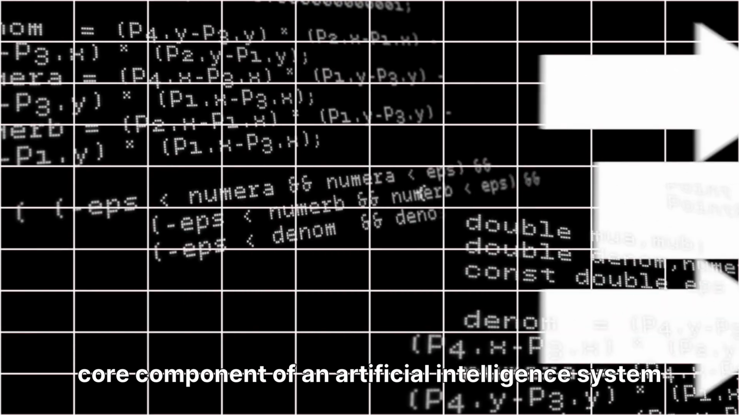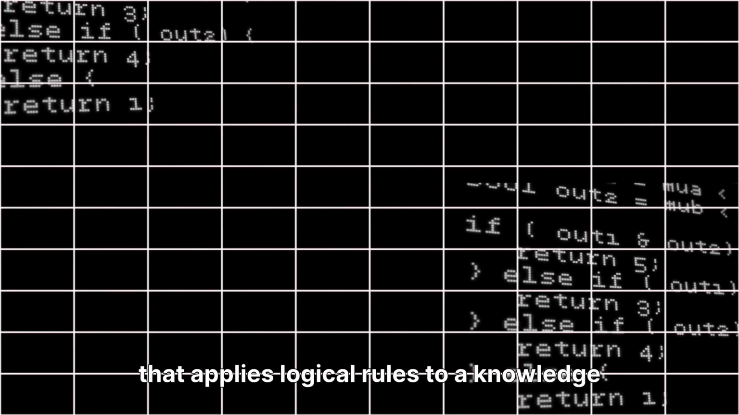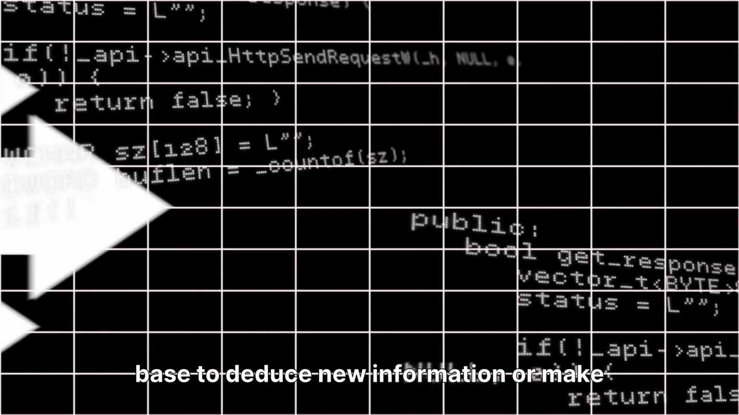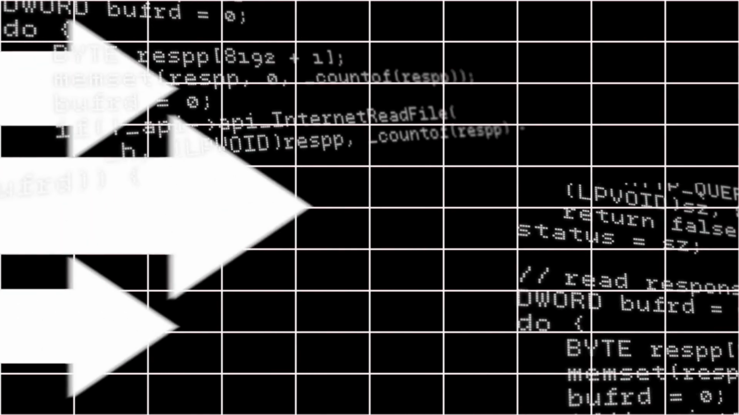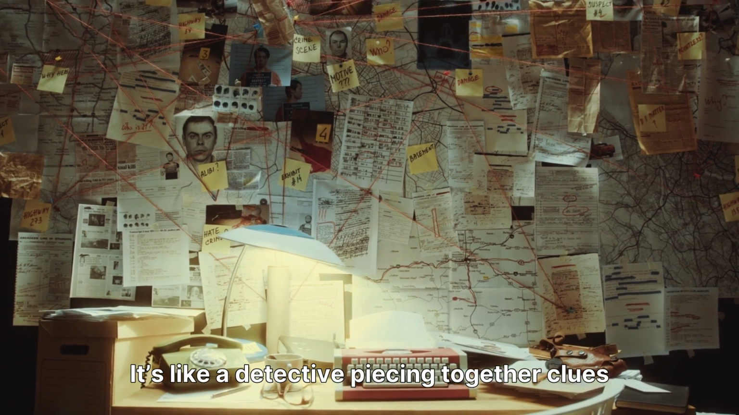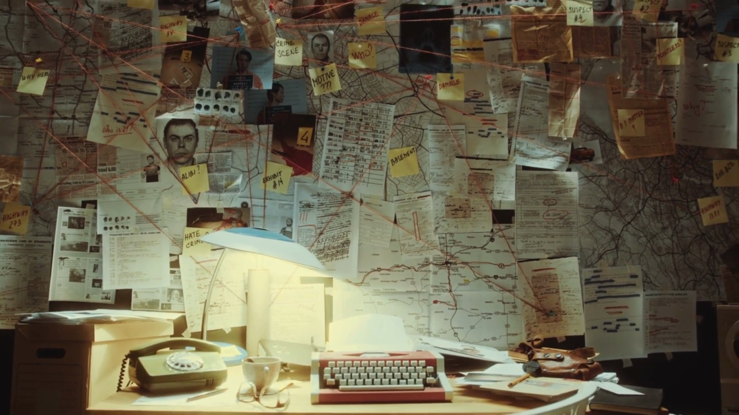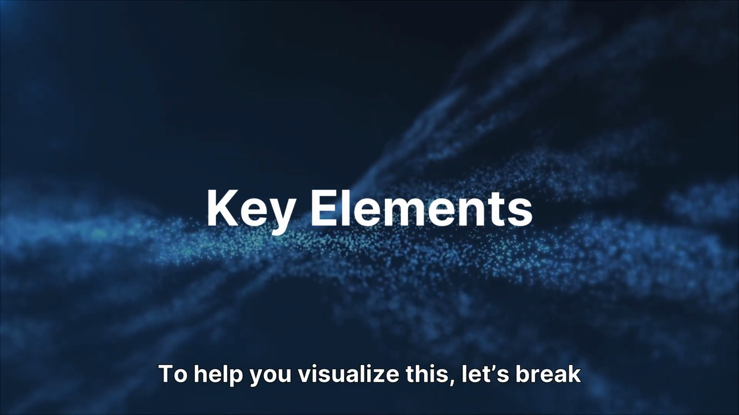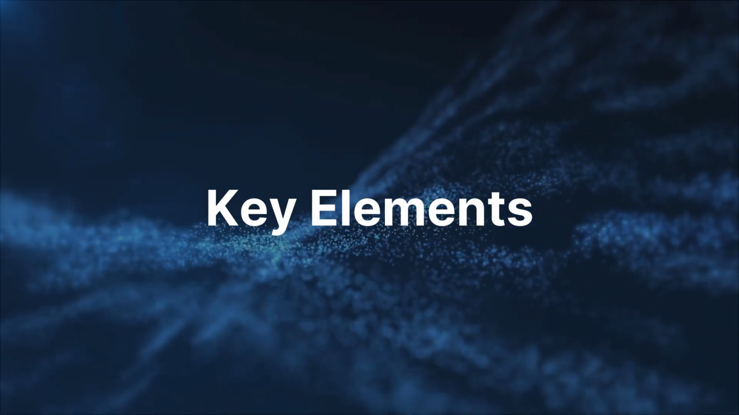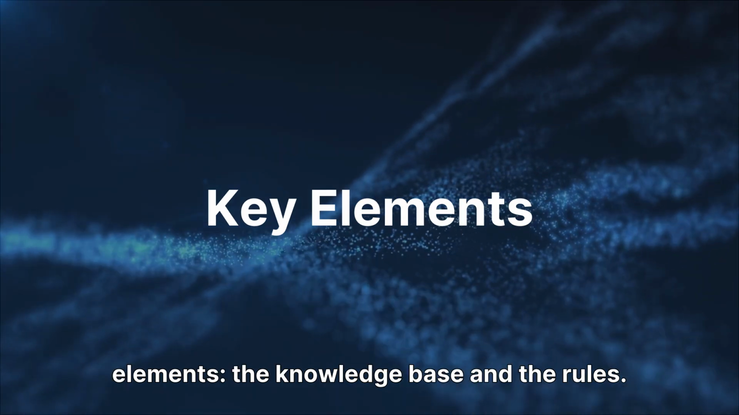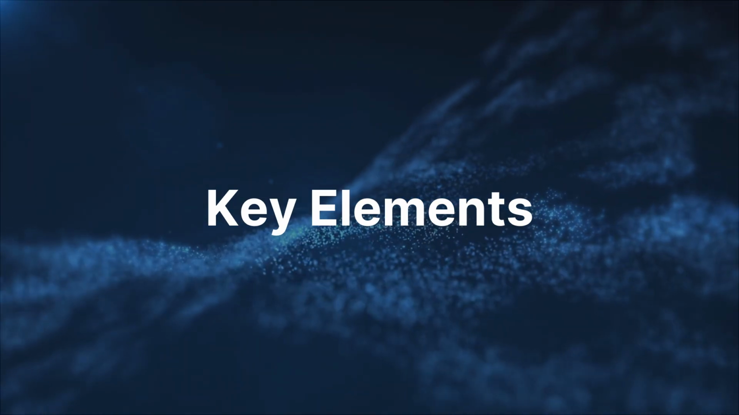Simply put, an inference engine is a core component of an artificial intelligence system that applies logical rules to a knowledge base to deduce new information or make decisions. It's like a detective piecing together clues to solve a mystery. To help you visualize this, let's break it down a bit more. An inference engine operates on two primary elements, the knowledge base and the rules.